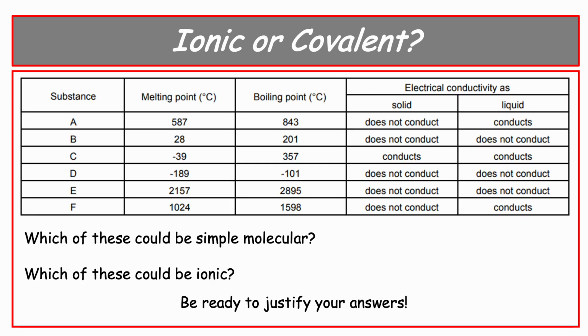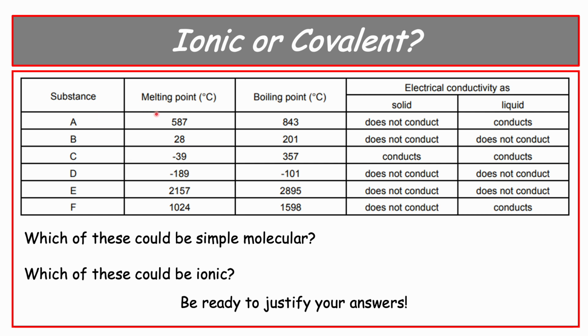The last little example to test your understanding of these two types of bonding is an example of a 6-mark question. So, you've been given the information about 6 substances, A, B, C, D, E, F. You've been given their melting point and their boiling point, as well as whether they can conduct or not. And you've been asked to identify which ones are simple covalent and which ones are ionic. So let's look at each one in turn.